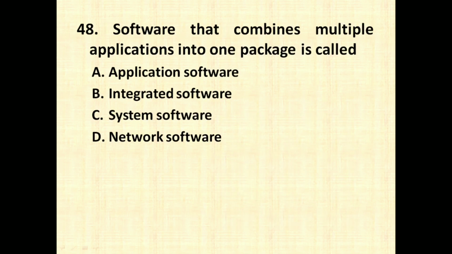Software that combines multiple applications into one package is called application software, integrated software, system software, network software. So option number B, integrated software, is the right answer. Integrated means combination. For example, Microsoft Office includes MS Word, MS Excel, MS PowerPoint, etc. So it is called integrated software.